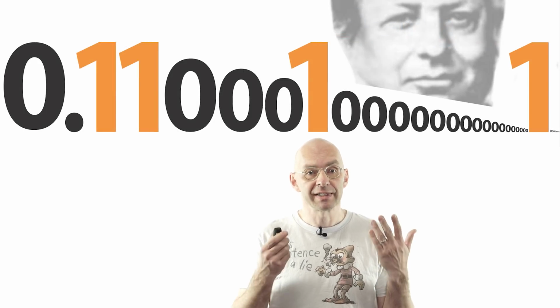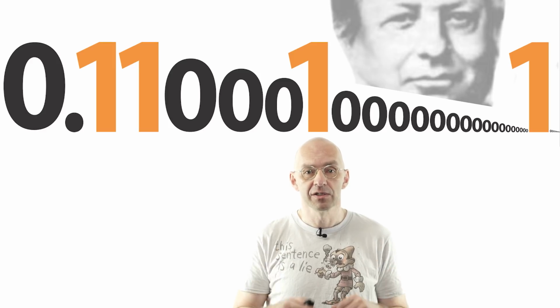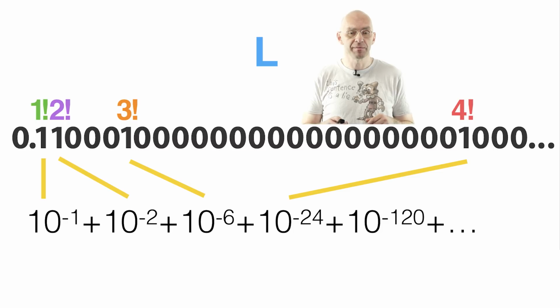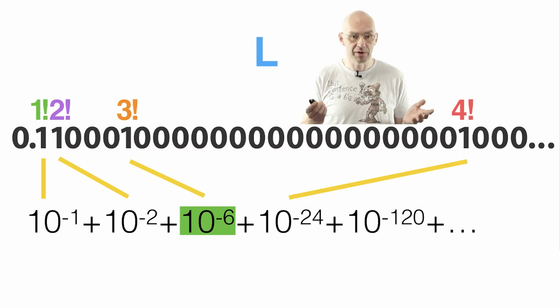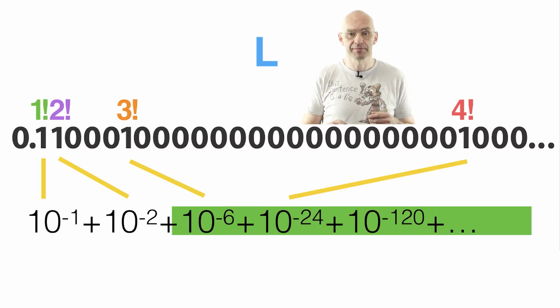Of course, what I did not show you is that all the approximation will eventually be spot on, no matter what polynomial equation we're dealing with. Okay, so let's have a closer look. So the different ones in our number L just stand for different powers of 10. For example, the first one stands for 10 to the minus 1, the second for 10 to the minus 2, the third for 10 to the minus 6, and so on. And the number L is just the sum of these powers of 10.